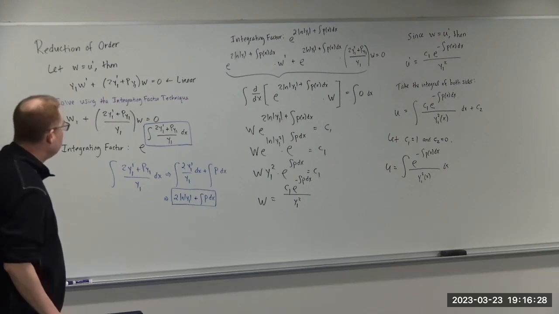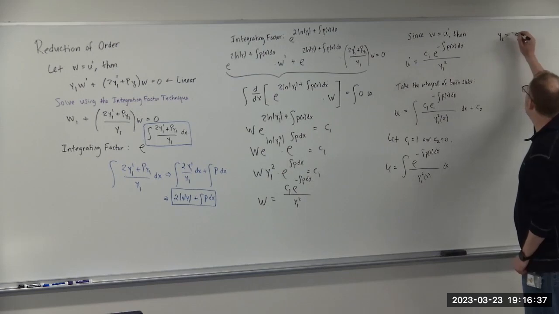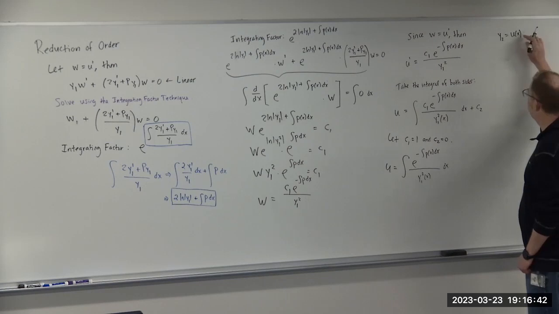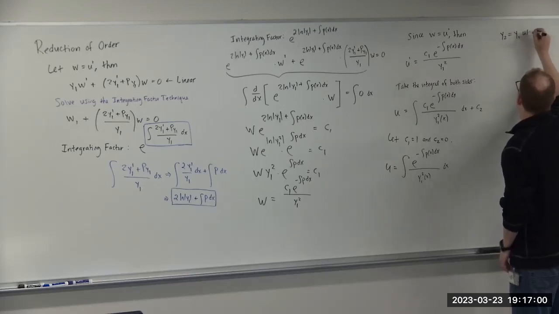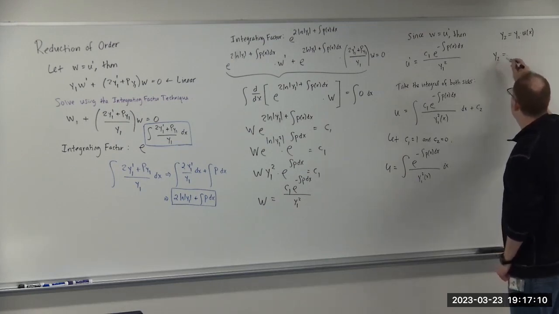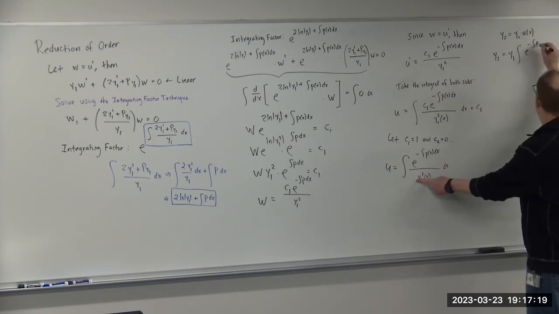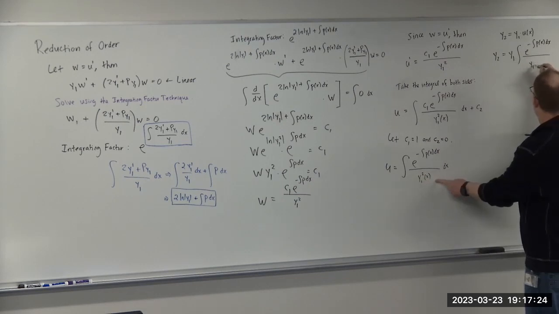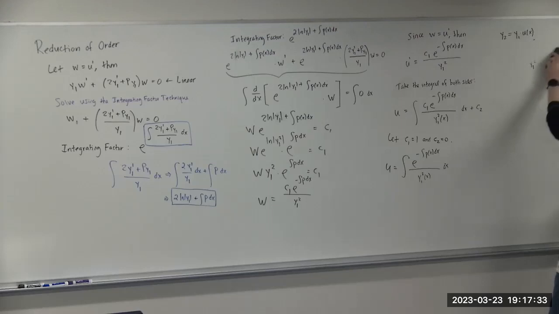And so going back to our assumption, we said that Y2 is equal to U of X times Y1. So let's write it this way. Okay, so we found U, and we have Y1. So Y2, to get the second solution, we just take Y1 and multiply it by the integral of this. All right, see if I can move this over a little bit more so you can see that.